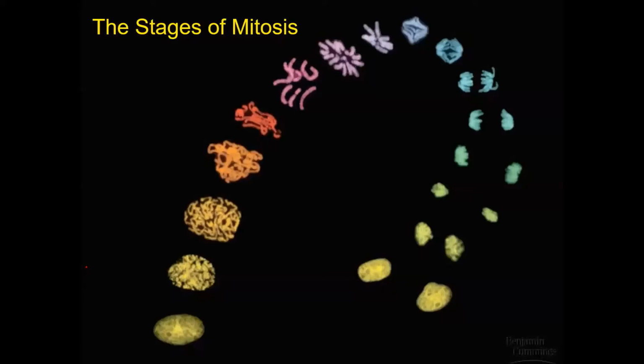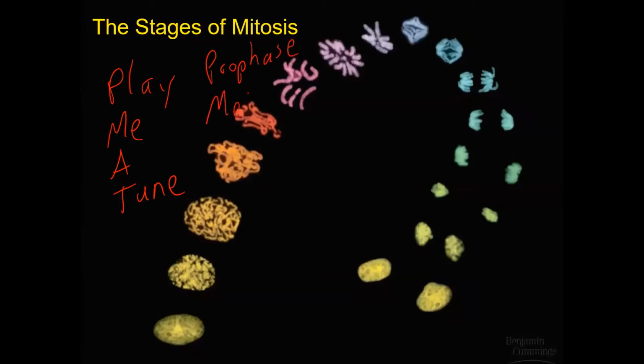I'll show you a word game that I used when I was in high school. I learned this from my teacher, and she said, remember this little thing here. I think this is called a mnemonic. Play me a tune. So that means we have prophase, metaphase, anaphase, telophase. So that's how I remember what order they're in.